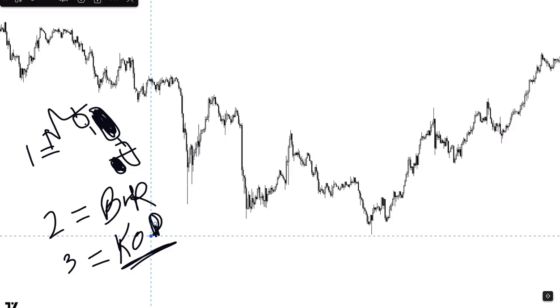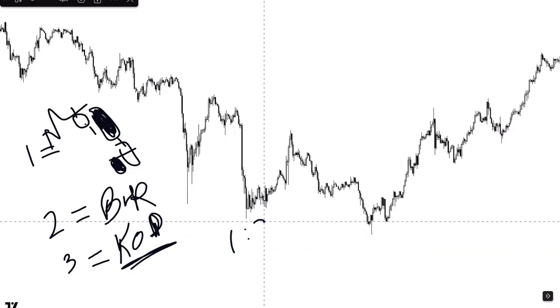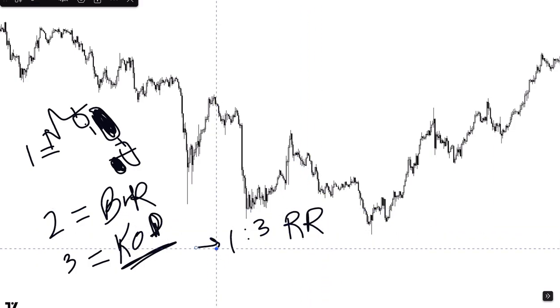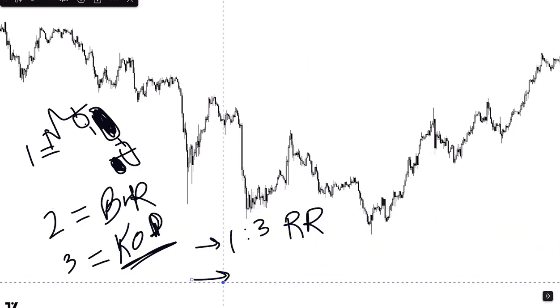Now aim for at least 1 to 3 RR with these entry models, right? Usually you'll get a higher yield, but aim for at least 1 to 3. 1 to 3, not 1, 2, 3. Right? That's one thing.